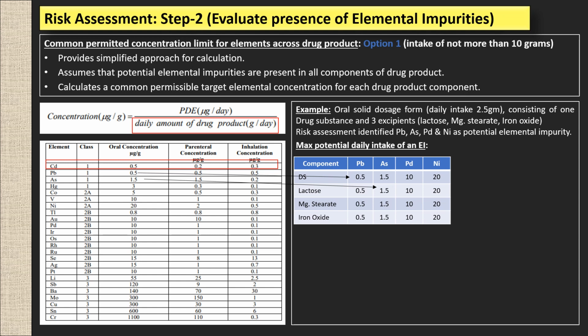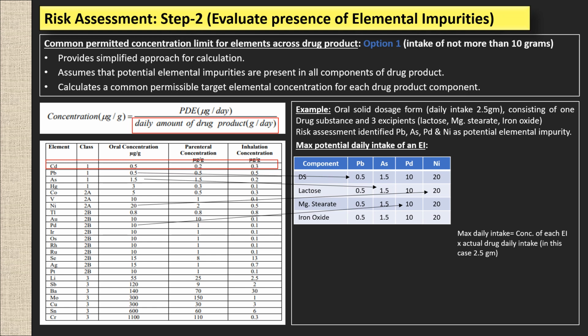So it is 1.5. So it considers by default all the elemental impurities present in a concentration of 1.5 microgram per gram in all the components of the drug product. Similarly with Pd, the value is 10, and with nickel the value is 20. Right? So to calculate the maximum daily intake, we multiply the concentration of each elemental impurity by the actual drug intake, in this case 2.5.